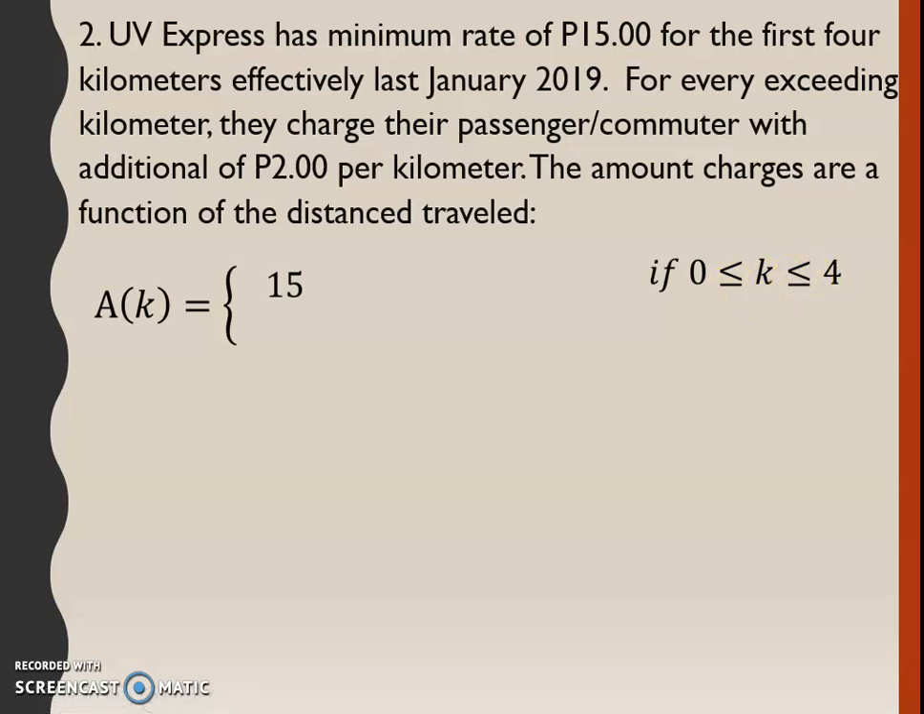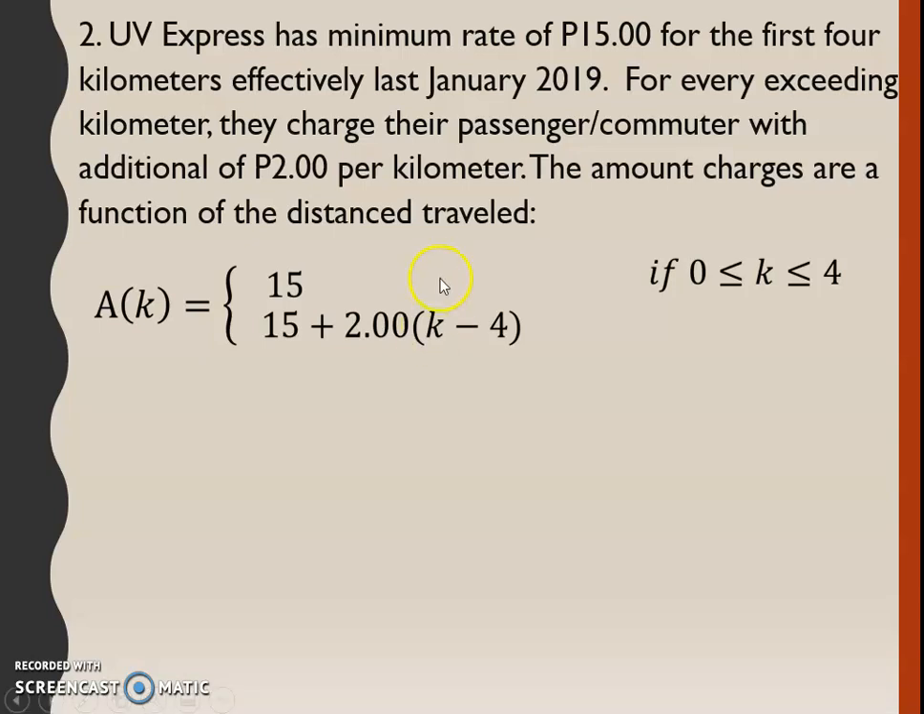For exceeding kilometers, K, then you also have number 4. So get the difference: K minus 4 times the rate, which is 2 pesos. Plus, don't forget to attach your fixed rate, which is 15. So you have 2 pesos times K minus 4, plus 15.